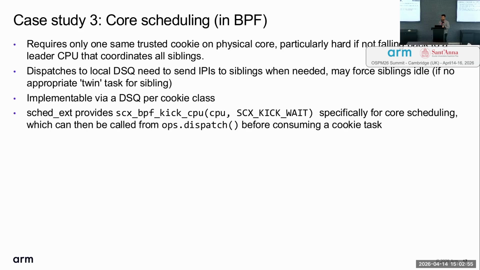I implemented this basically with a DSQ per cookie class, and then all in dispatch. What I noticed, because ShedX specifically provides this scx_bpf_kick_wait, which is basically the only kfunc that will execute during the callback and wait for the result. So when it returns, the remote CPU will have been preempted. It's marked specifically for core scheduling, but it didn't work at all until last week. It completely deadlocked the system, but it works now. And you have to use it in dispatch before actually marking the cookie task reserve. I'm the only user now, apparently.